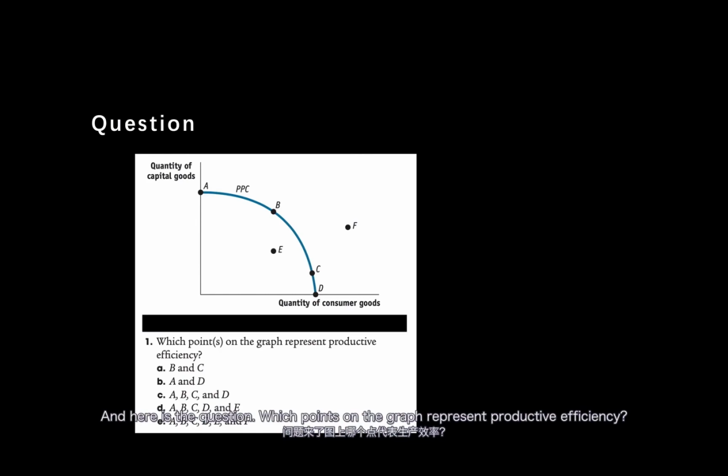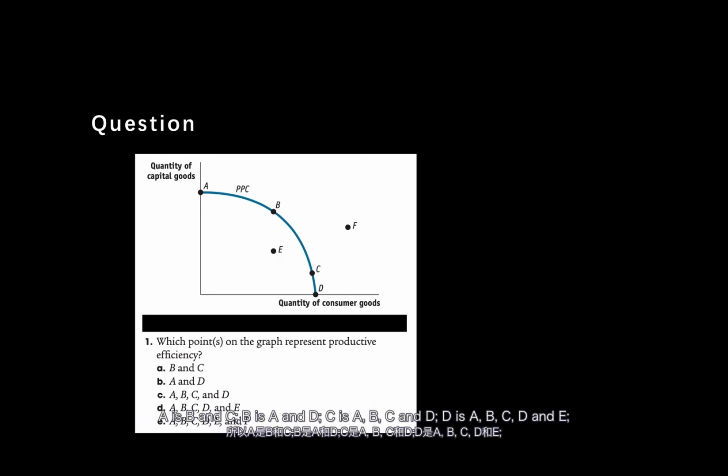And here is the question. Which points on the graph represent productive efficiency? A is B and C. B is A and D. C is A, B, C, and D. D is A, B, C, D, and E. And E is A, B, C, D, E, and F. You can pause and think for a moment.